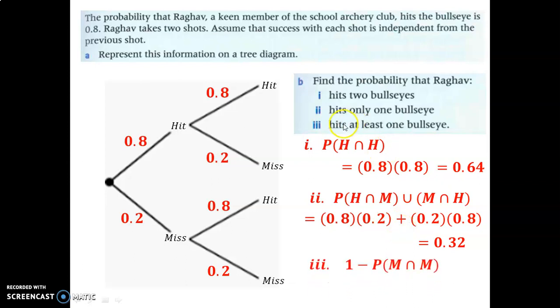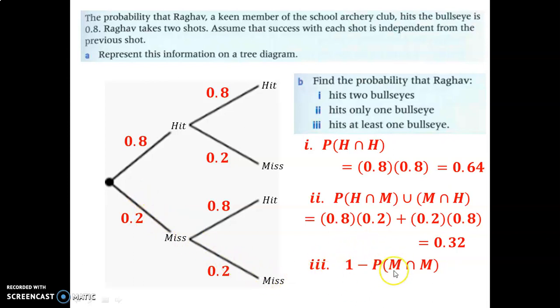Okay, final question here. Let's say we want to hit at least one bullseye. So I'll show you how this one goes. At least one bullseye would mean one bullseye or two bullseyes. So this path works, or hit miss works, or miss hit works. The only path that doesn't meet this criteria is this path on the bottom, which is miss both times, miss miss.